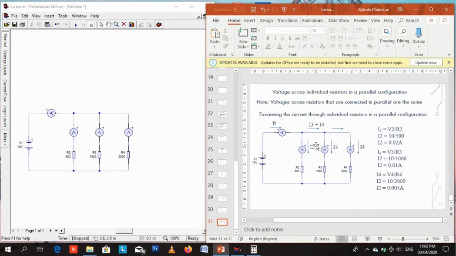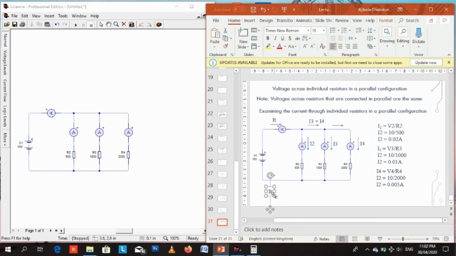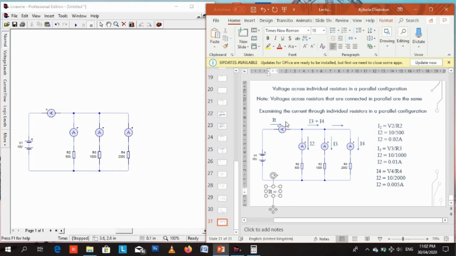Now we have done that with IT. Like I tried to explain before, IT comes out from the battery. It branches into two: I2 on one end, and I3 plus I4 on the other. When I3 plus I4 gets to another junction, it splits into two. I3 comes out and I4 continues till it gets to the last resistor. So let's see, what is IT?